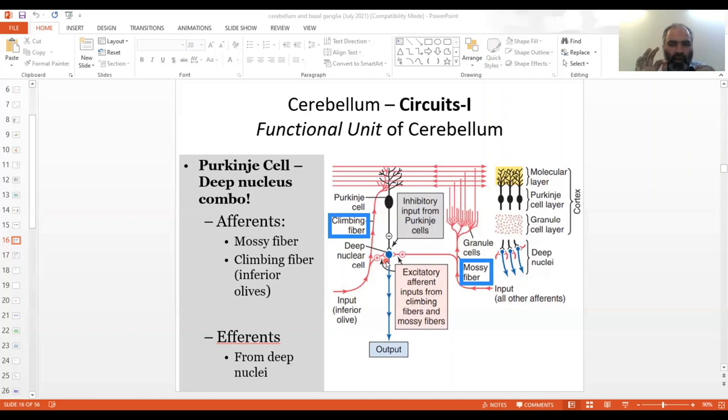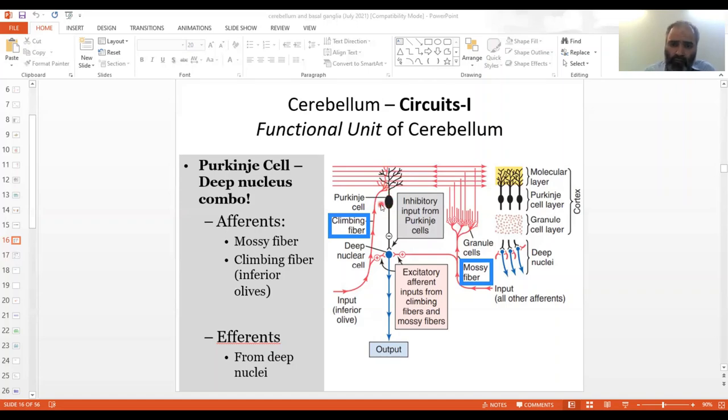Okay, we are just targeting one for simplification. So with this duly noted, let's see what it does further. It climbs on further, and look at what is happening here. Here it gives lots of branches to the dendrites of the Purkinje cell.